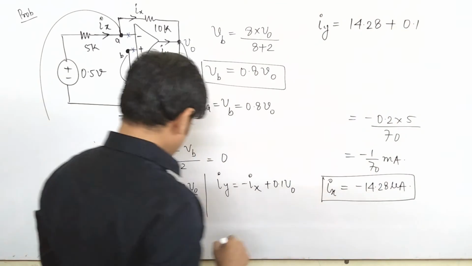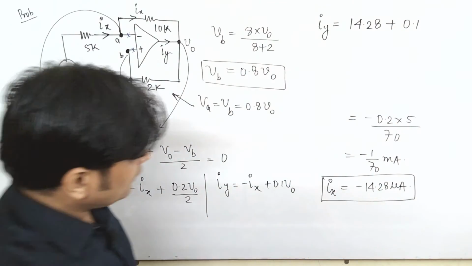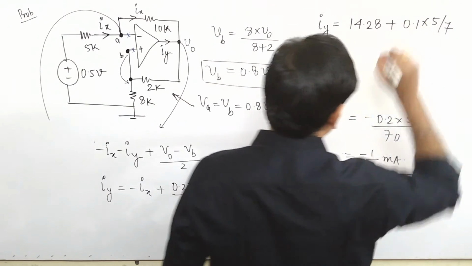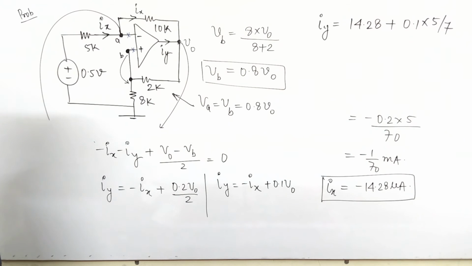0.1 into V naught. The value of V naught is how much? It is 5 by 7. Okay, the value of V naught is how much? It is 5 by 7.